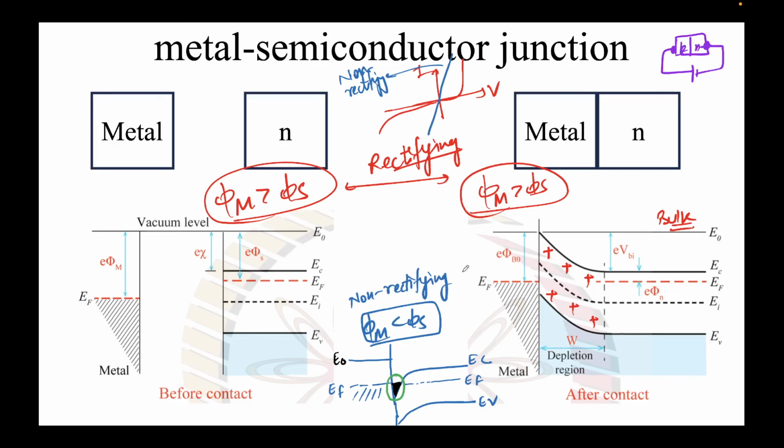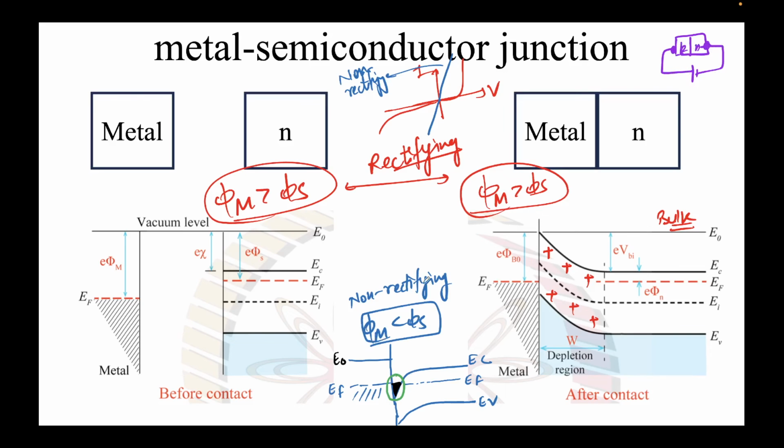And how do we do that? We choose such a material because phi s is fixed. Let's say if it's silicon, phi s is fixed. But you can choose a metal. There are different metals available: titanium, aluminum, nickel, tungsten, and so on. You can choose these materials such that phi m is less than phi s, and we make a non-rectifying contact on this, where p-n junctions are to be connected to the battery.